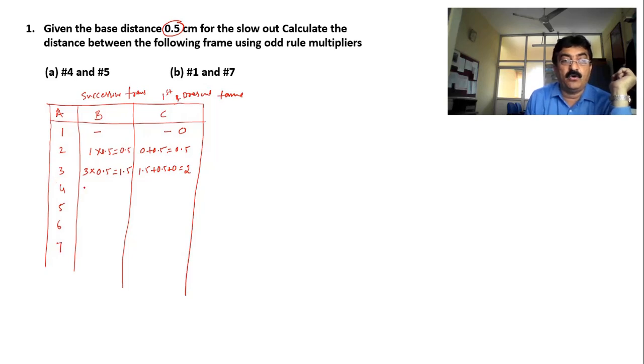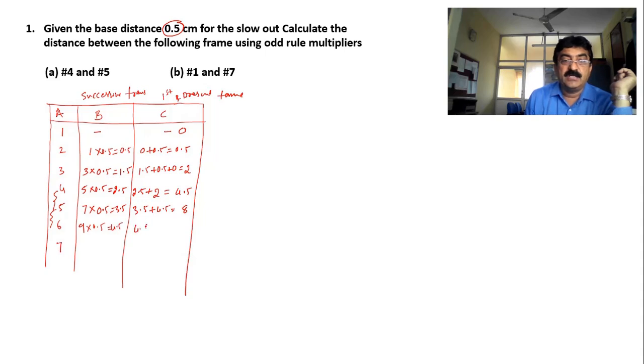Now between 3 and 4, it is 5 times the base distance, that is equal to 2.5. Now the total distance is 2.5 plus the previous distance. Because of the shortage of space I wrote only 2 directly; actually I should write 1.5 plus 0.5 plus 0, so that is equal to 4.5. Now the distance between 4 and 5 should be 7 times, 7 is the next odd number, that is nothing but 3.5. Next it is 3.5 plus 4.5, that is nothing but 8. Between 5th and 6th, it is 9 times 0.5, that is nothing but 4.5.